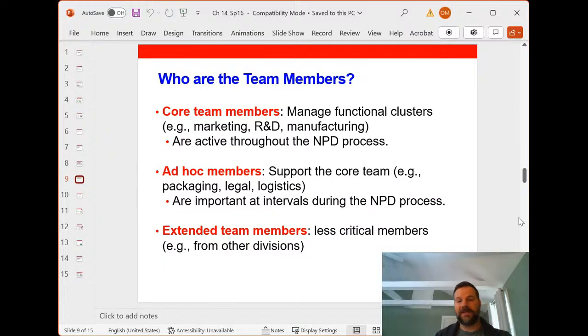So who are you going to have in the team? I've touched upon this a little bit: marketing, R&D, manufacturing. You also might have other people, legal people, warehouse packaging type people, logistics, people in other departments. Even accounting is going to play a role at some point, because you can't just spend all the company's money. So an accountant might not be an everyday team member in new product development, but they're still going to have a say at some point. So you need to have that into consideration.